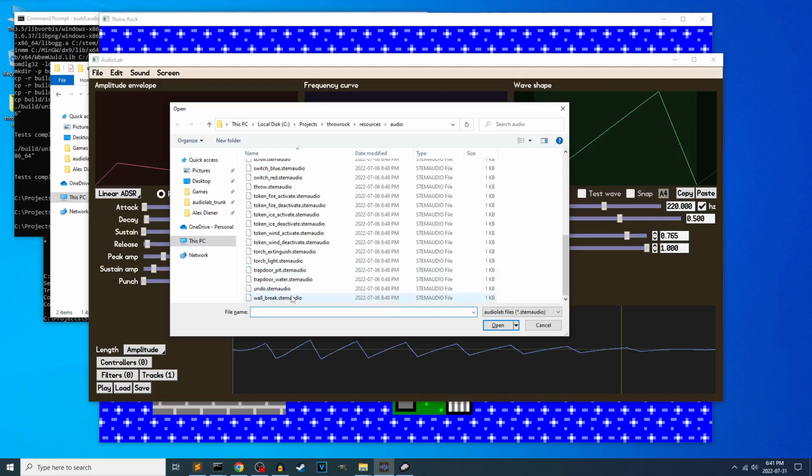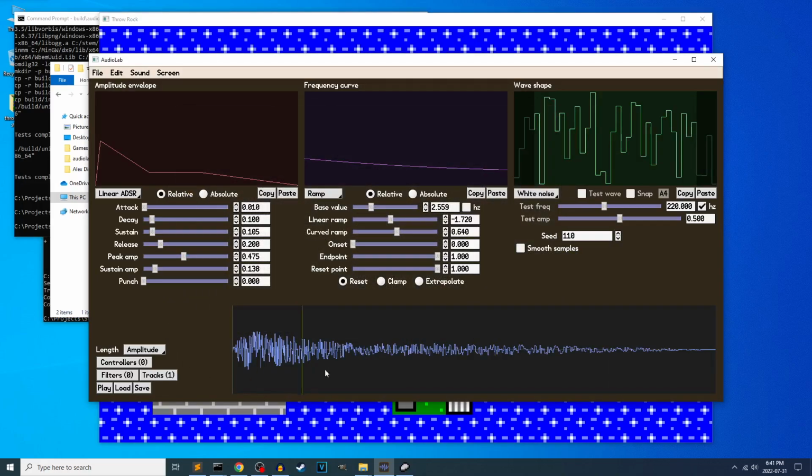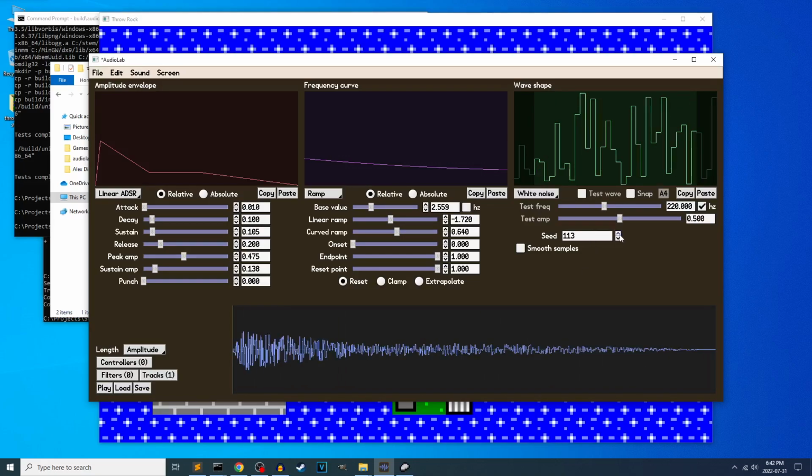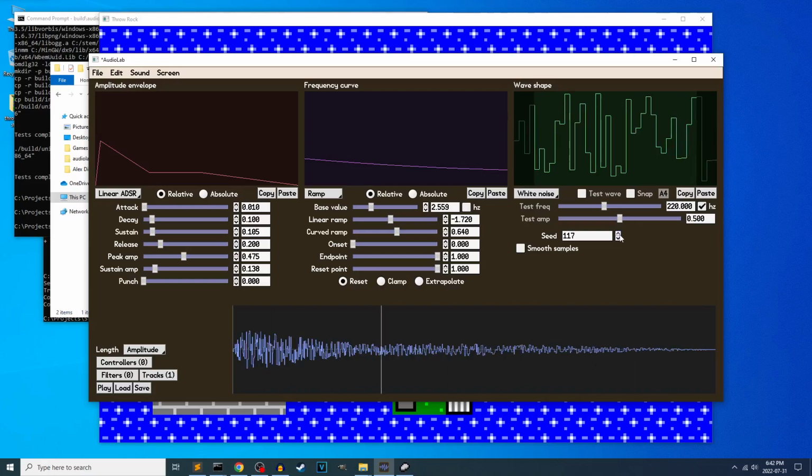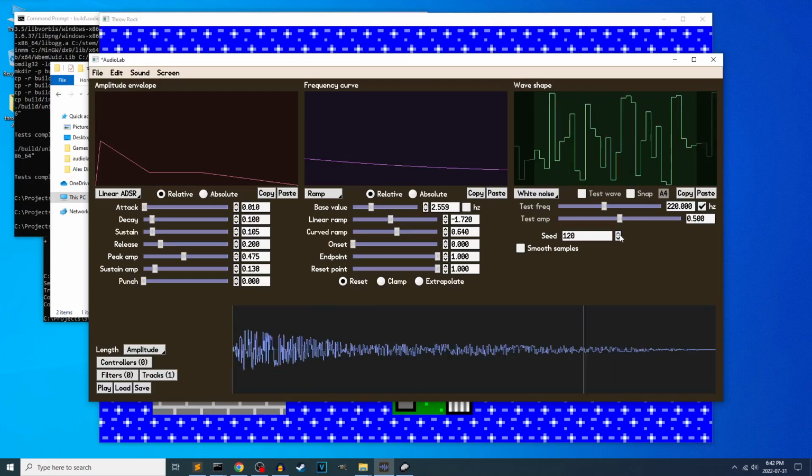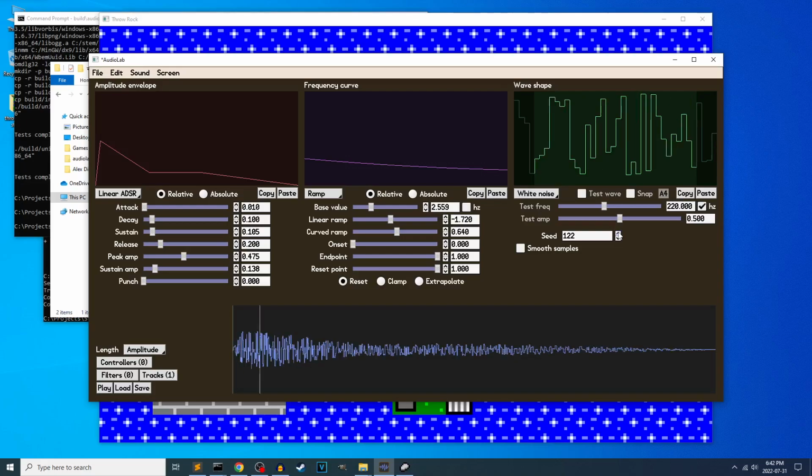Okay, so a rock can break a wall, but this is more about the wall itself breaking. So this has white noise as a base. Just played with different seeds until I got one that I like. Changing the seed used for the noise can really change the character of the sound. So you can still hear the ramp down frequency, the amplitude envelope and everything, but the seed really does make a significant difference.